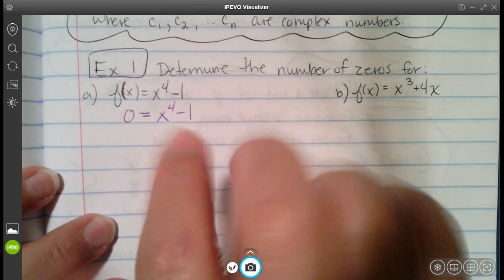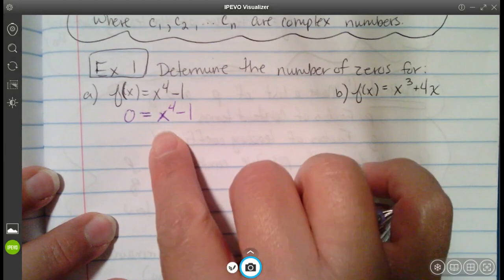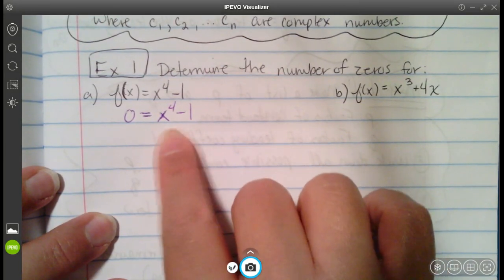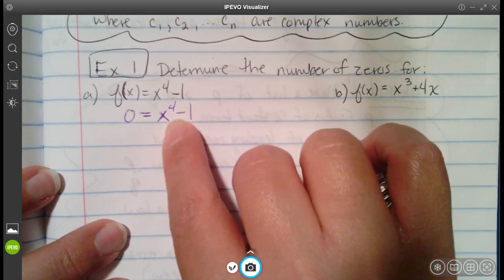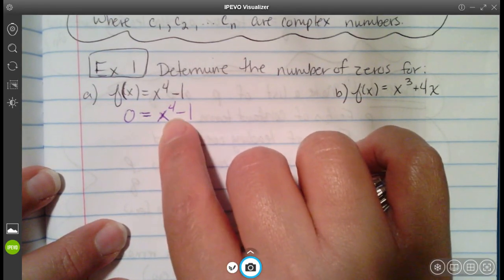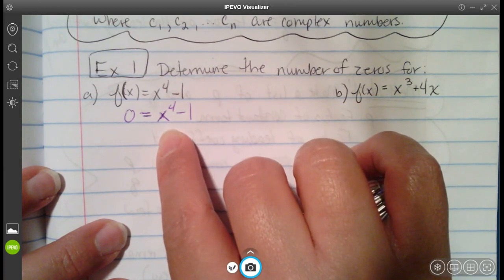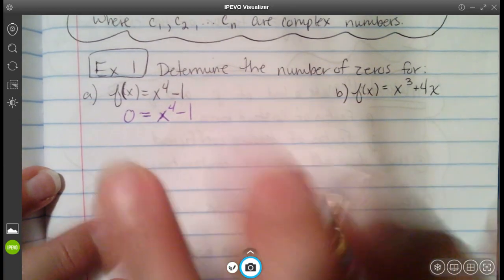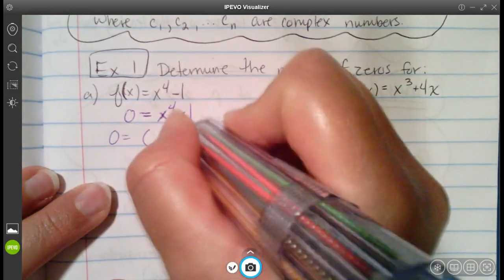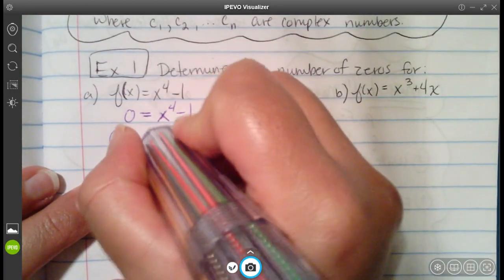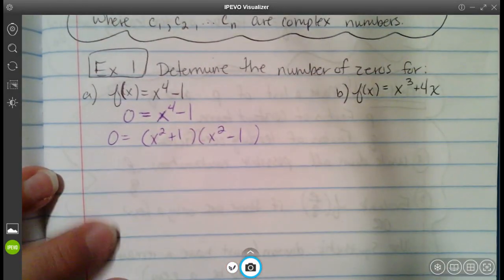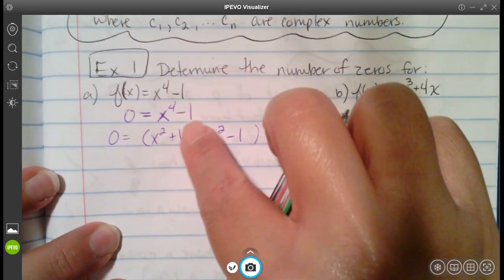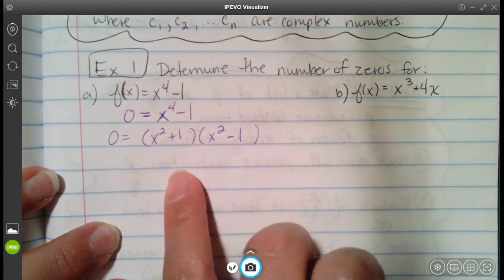I can see from here, I'm going to assume, and I'm probably hoping it's right, that this is a difference of squares, because you have x to the fourth power, the square root of which is x squared, and the square root of 1 is 1. So I'm going to rewrite this as a difference of squares: x squared plus 1 and x squared minus 1. Okay, so this again was a difference of squares. I'm not going to write it down. I think we've done it several times already.